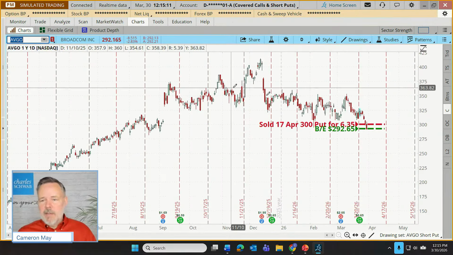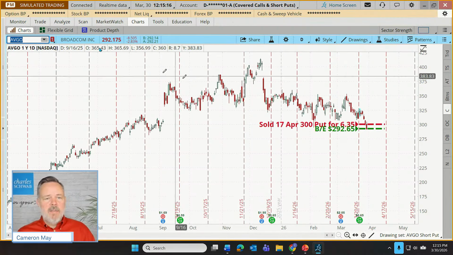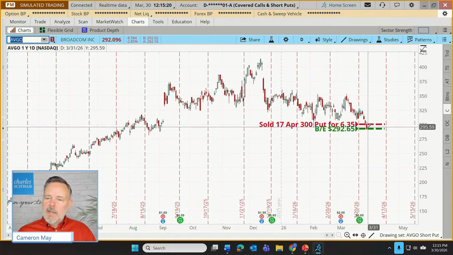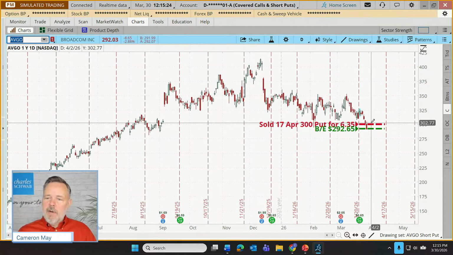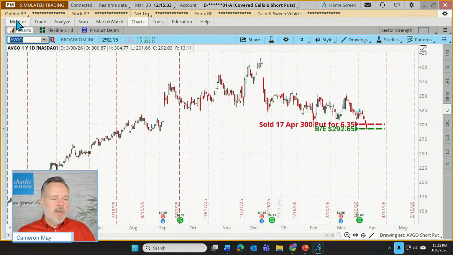Like so many other stocks, what it's done is taken a bit of a dip. So our break-even's at 292.65. We're about 50 cents below that. We need to get a little bit of a rally to stay above water at expiration. We need to go a little bit further to reduce that risk of assignment at the $300 strike. But this one, I'm just going to let it continue to work.